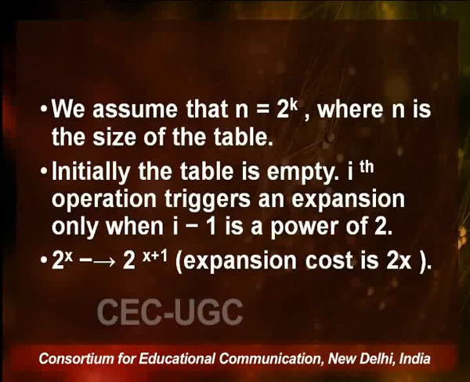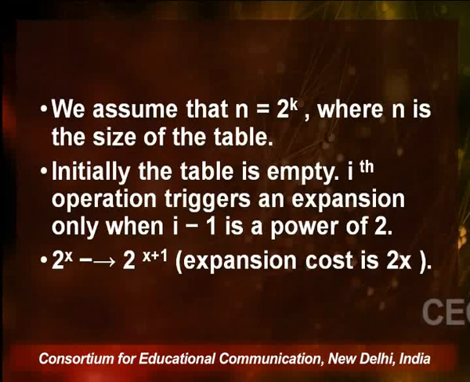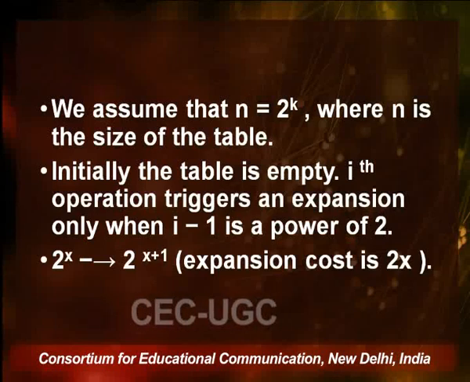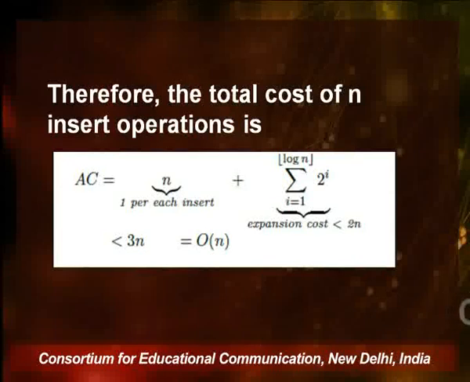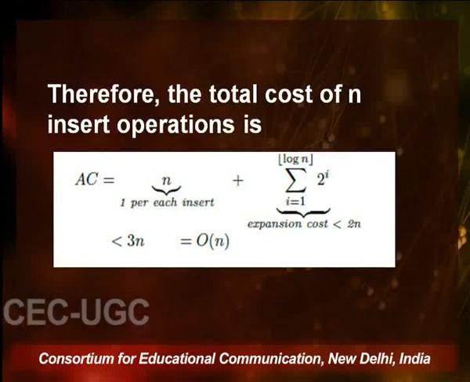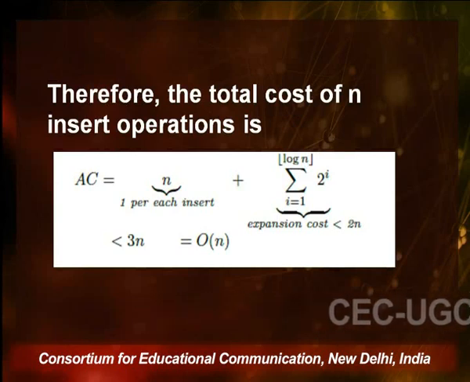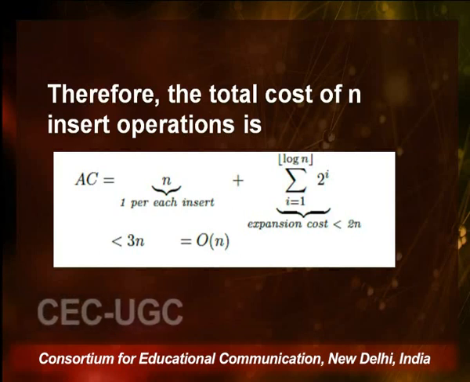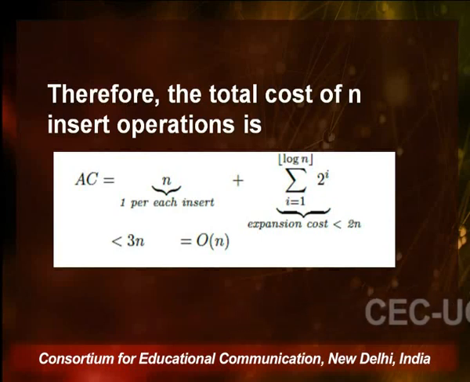But which operations are triggering the expansion? It is only some operations. And how are we going to define those operations mathematically? That we will see. If I am talking about the total cost of n insert operations, the total cost here is going to be n plus a factor, so that this n is 1 per each insert.